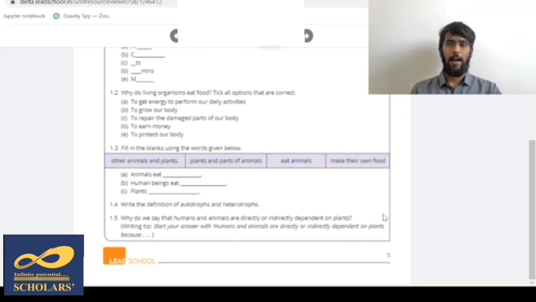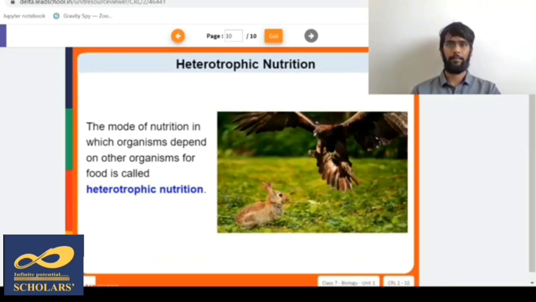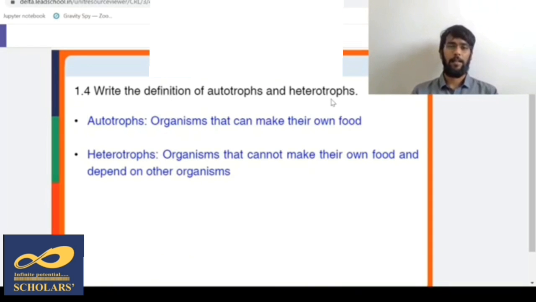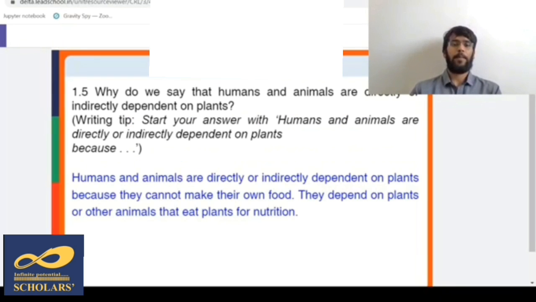So students, I hope you have attempted these two questions. Let us go through the answers now. The first one is simple. Autotrophs are organisms that can make their own food, and heterotrophs are organisms that cannot make their own food and depend on other organisms. The second question is interesting. Why do we say humans and animals are directly or indirectly dependent on plants? Humans and animals are directly or indirectly dependent on plants because they cannot make their own food. They depend on plants or on other animals that eat plants for nutrition.